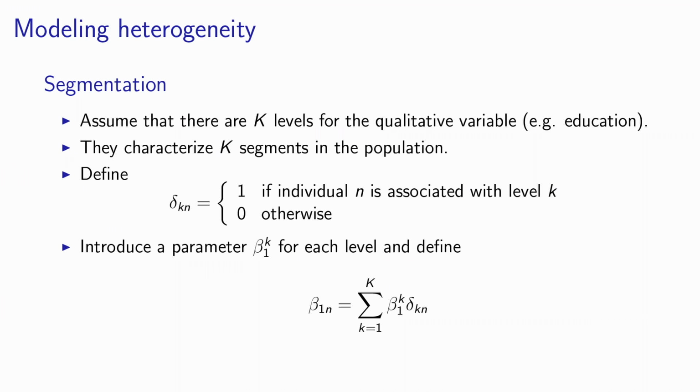And now what we do is that we introduce a different coefficient, a different parameter, beta 1k, for each level, for each segment in the population. And now, the beta 1n that we would like to include in our specification can be written as the sum over all levels of beta 1k times delta kn. And because each individual belongs to exactly one segment, this sum will include only one non-zero term. So basically, this sum will pick the beta which corresponds to the segment and include it in the utility function.